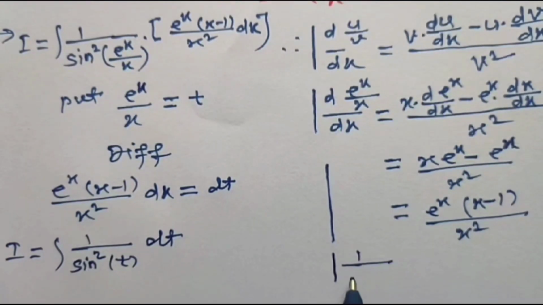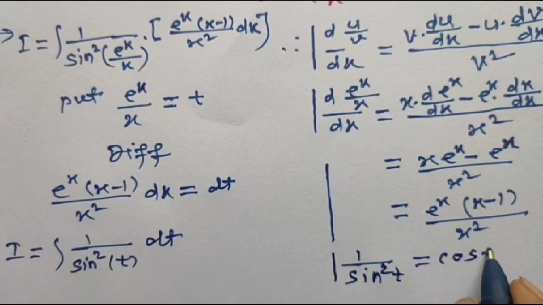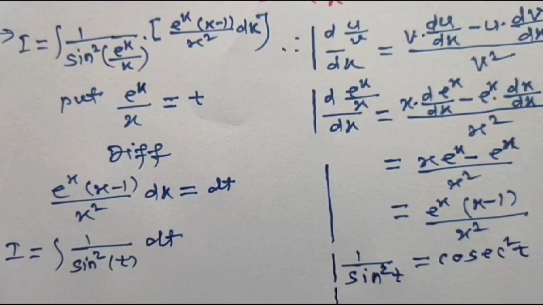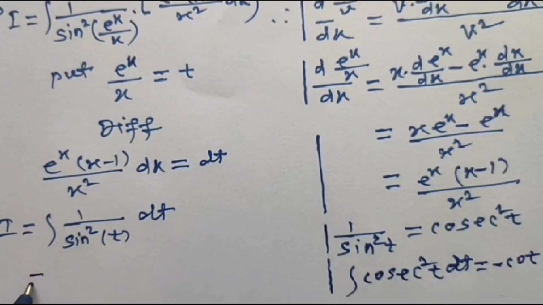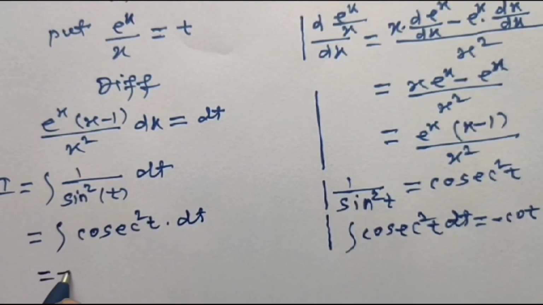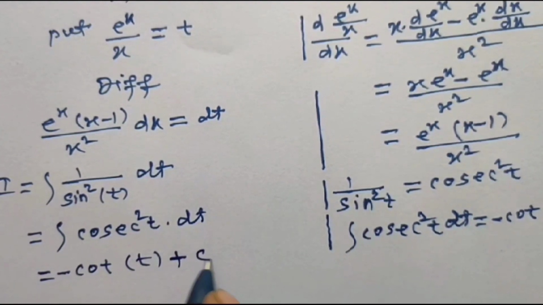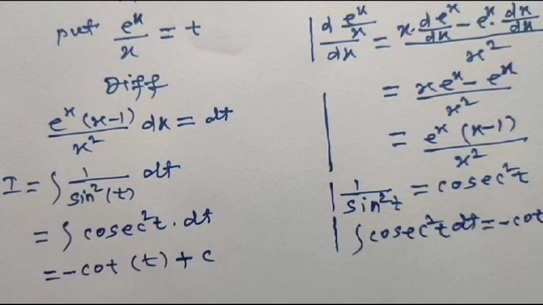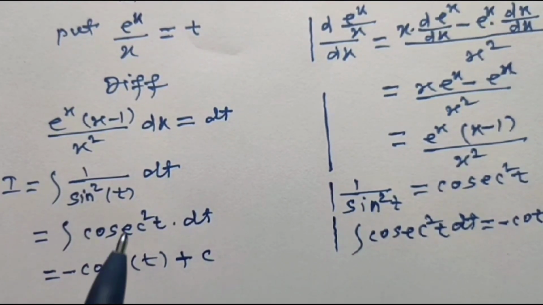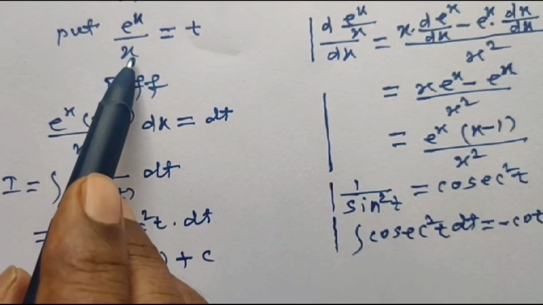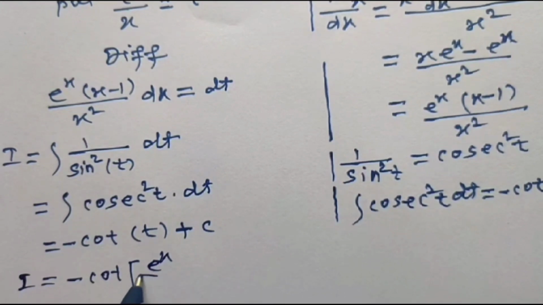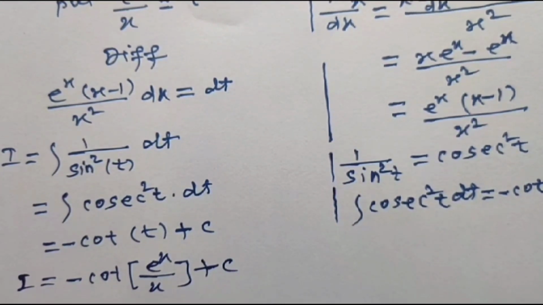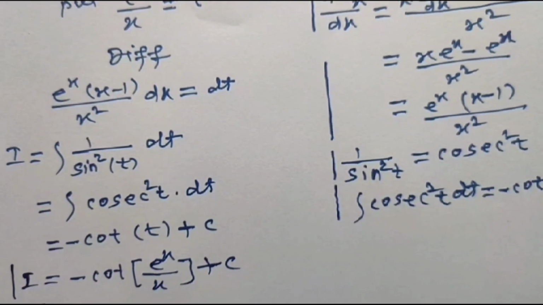But you know, 1 upon sin square t is equal to cosec square t, and the integral of cosec square t is minus cot t. This can be written as integral of cosec square t dt, and the integral of cosec square t is minus cot t plus integral constant c. This is the value of the integral I, but t is a new variable, we want the old variable, so you can replace t by e to the power x upon x. Hence I is equal to minus cot of e to the power x upon x, bracket close, plus integral constant c. This is the value of the given integral.